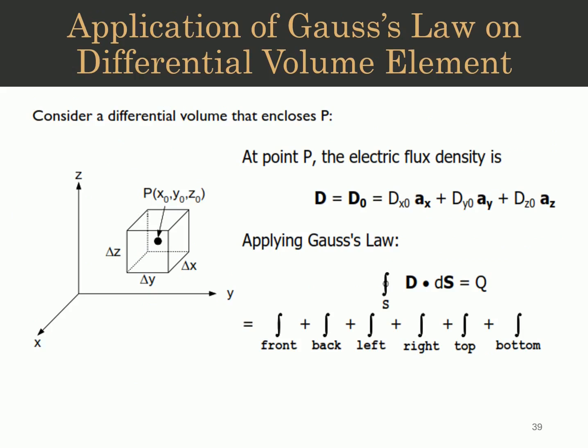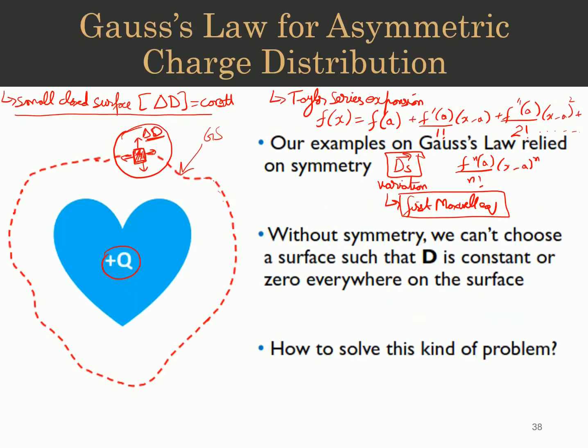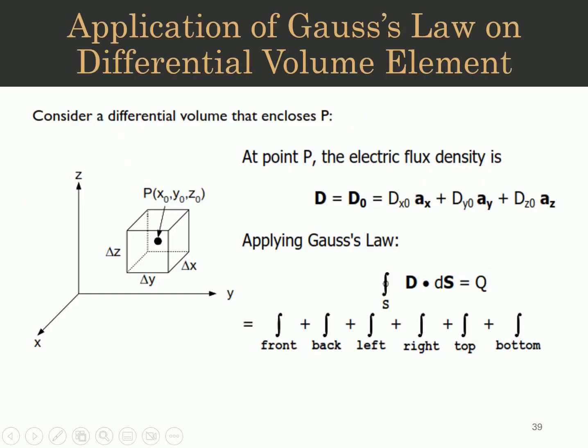So now let us take the small portion as over here and zoom in, such that it becomes a very small differential volume element, and inside we have enclosed a point called P. This is in the Cartesian coordinate system. You can see the axes x, y and z, and the differential elements for this rectangular box are delta x, delta y and delta z, and the point of interest is P, located at a certain point x naught, y naught and z naught.